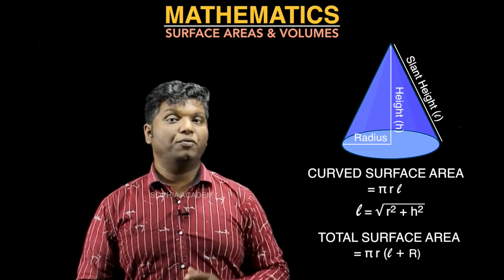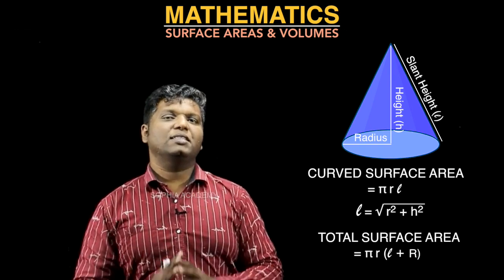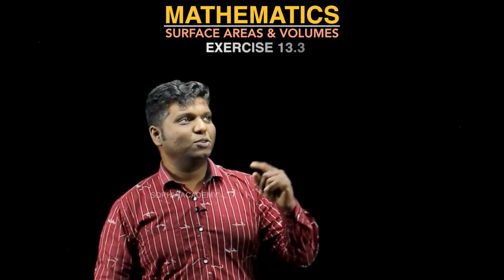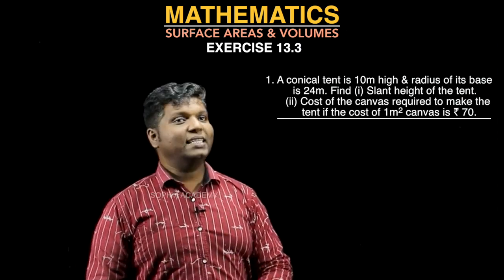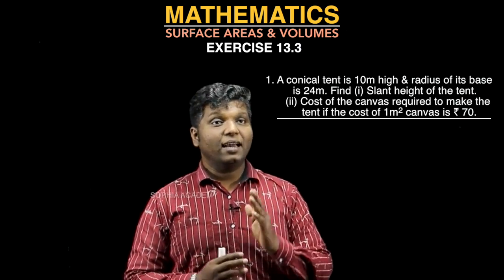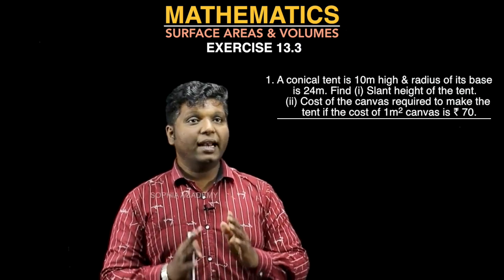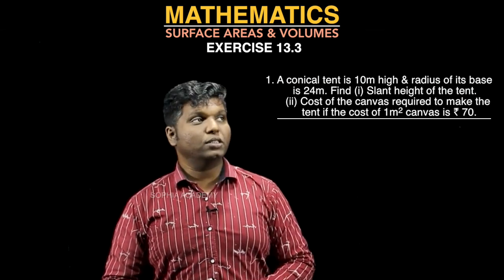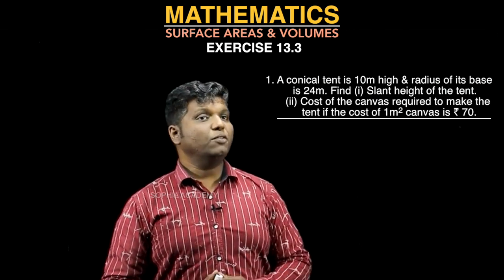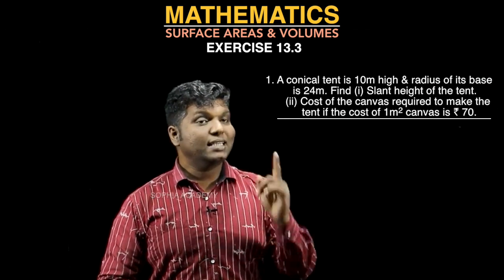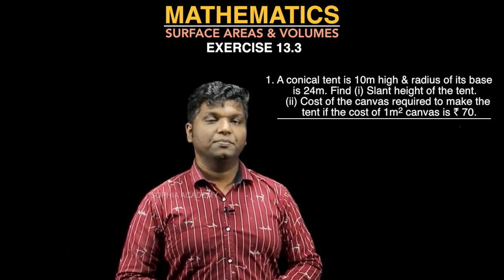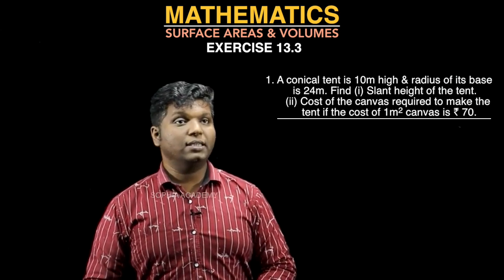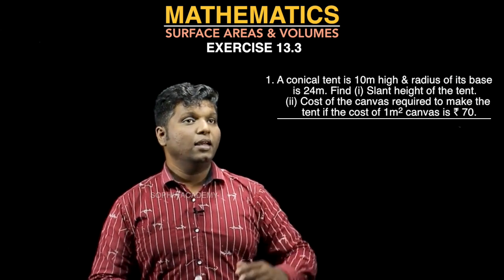So now getting into the first question. Keeping these things in your mind, let us get into the very first question of exercise 13.3. Here goes the first question before you. A conical tent is 10 meter in height and the radius of its base is 24 meter. There are actually two questions given here. The first thing you have to find is the slant height of the conical tent. The height of the conical tent is given, it is 10 meter.